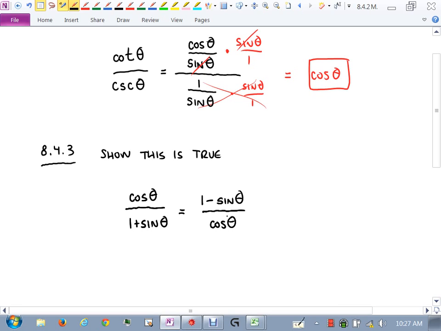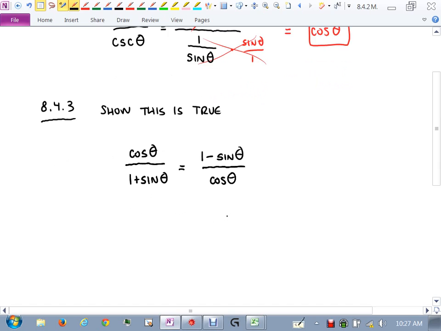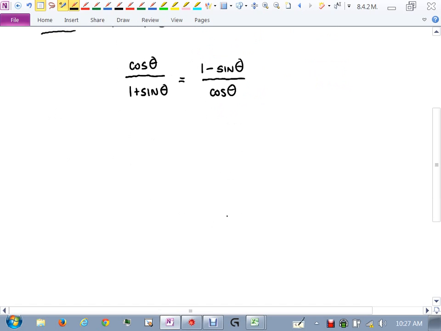You must start with one side and massage it, change it, do something to it, and make it look like the right side. Or you can start with the right side and massage it into the left side. But you cannot work with them both at the same time. That is the way you show something is true. Understand the difference? So what I'm going to do is pick a side.